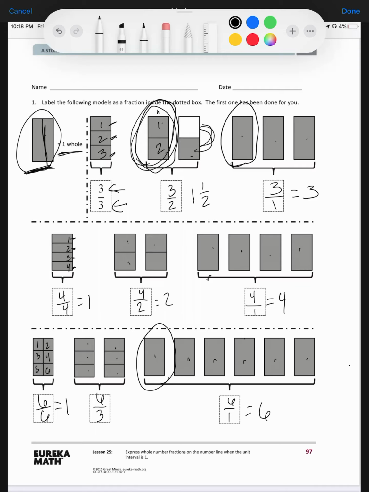The important thing to remember is you only count the number of pieces in one whole for your denominator. So this one whole has 3 pieces, so 3 is our denominator. This one whole has 2 pieces, so 2 is our denominator. This one whole has 1 piece, so 1 is our denominator. One whole has 4 pieces, 4 is our denominator. One whole has 2 pieces, 2 is our denominator. You're not counting the total number of pieces broken into across all of the wholes. You're just counting the pieces in one whole.